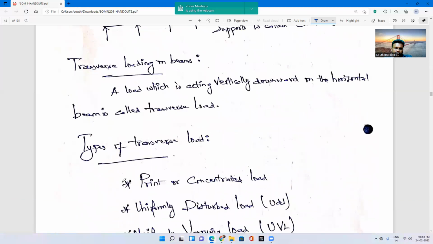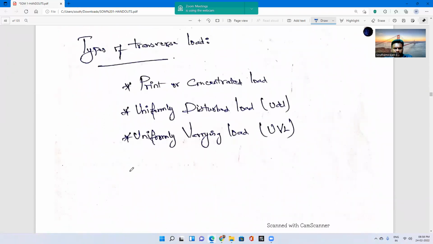Next will be the types of loading conditions. By applying the load, it will be represented in the format of point load, uniformly distributed load, or uniformly varying load. The word point load itself indicates a point or concentrated load, a load which accumulates at a pinpointed location. We study that load as applied on exactly one particular point. That type of load will be represented as a point load.